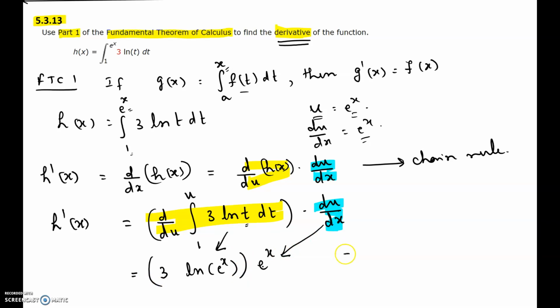Now we know that ln and the exponential are inverses of each other. So ln of e to the x will be just x. So the answer is 3x times e to the x.